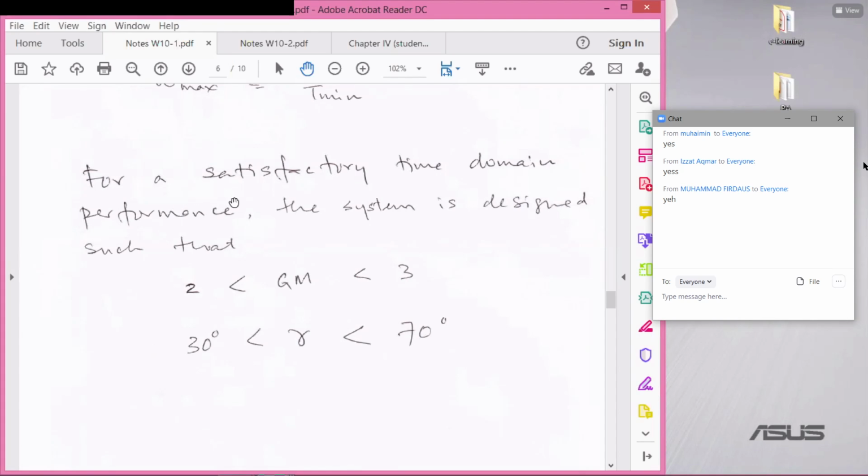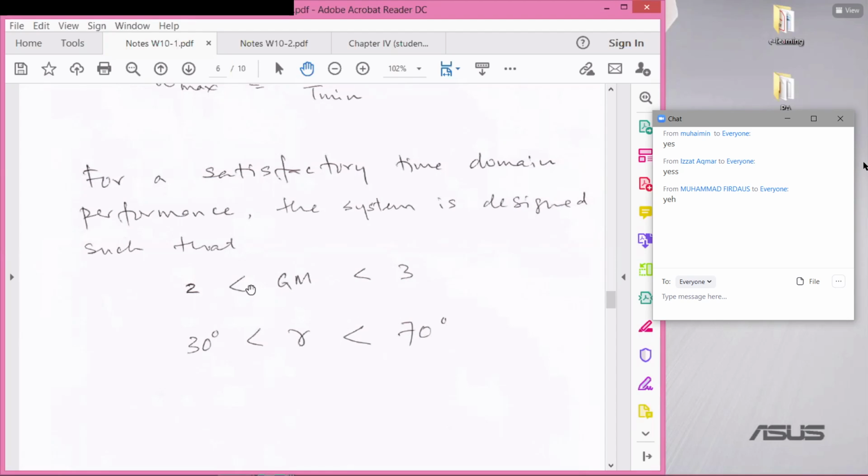So here, for satisfactory time domain performance, the system is designed such that you want the gain margin to be between 2 and 3. If your gain margin is between 2 and 3, that can be considered a satisfactory control system, or the phase margin between 30 and 70 degrees. As long as you fall within this range, your controller is doing a good job, or some people say that you will have adequate damping.